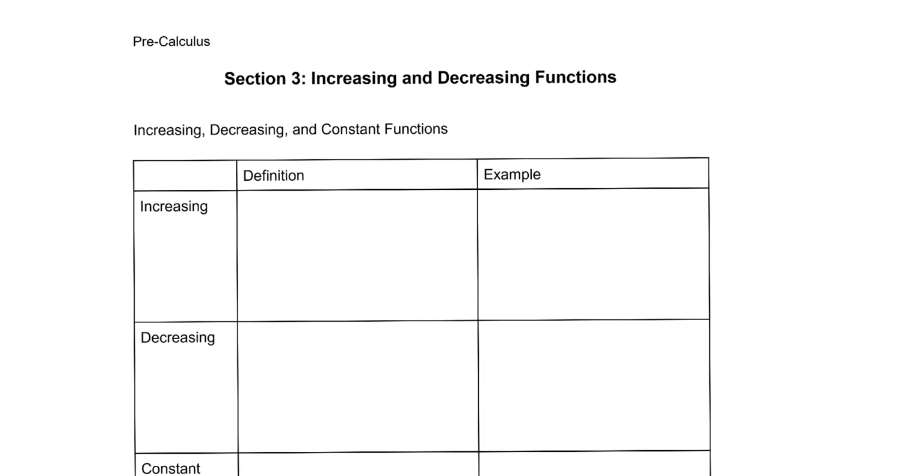So section 3, we're going to be talking about increasing and decreasing functions. This is going to be more specific, where we're only going to be looking at graphs for this. First, let's define increasing, decreasing, and constant functions.